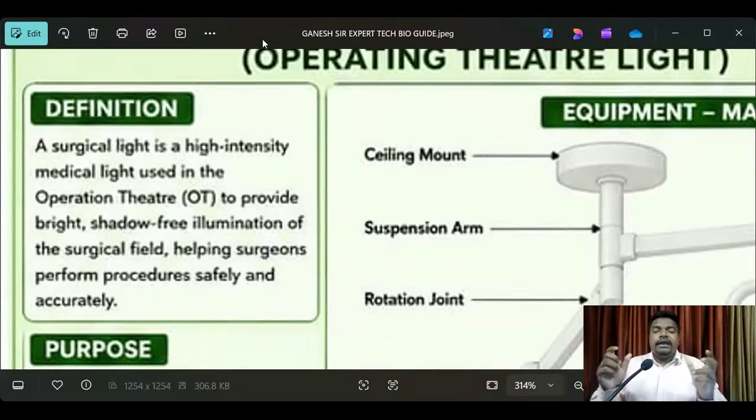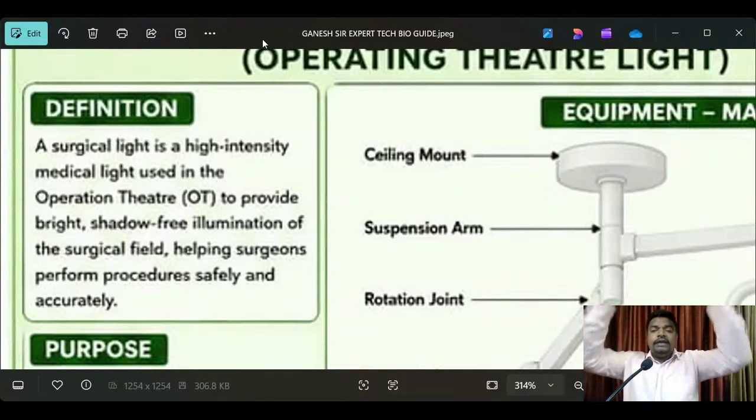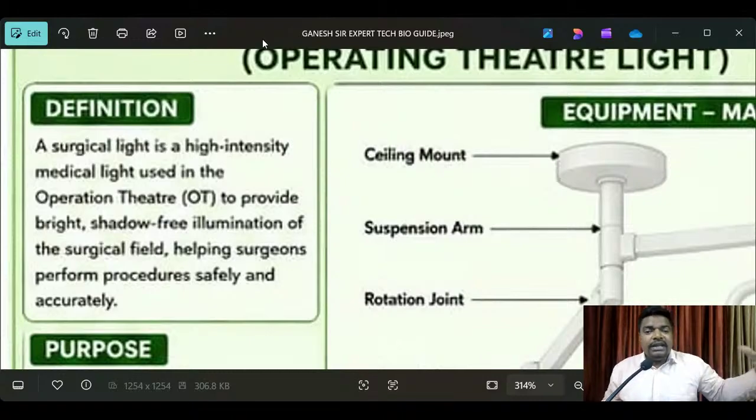See, OT lights, we have 2 types of OT lights, understand? One is a mobile type OT light, and one is a fixed ceiling mount type. Okay, so by using this OT light, I will tell you what the things and purposes are.